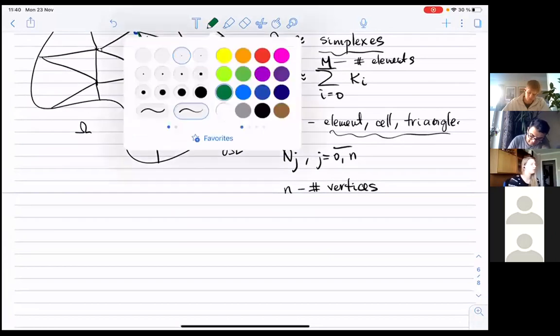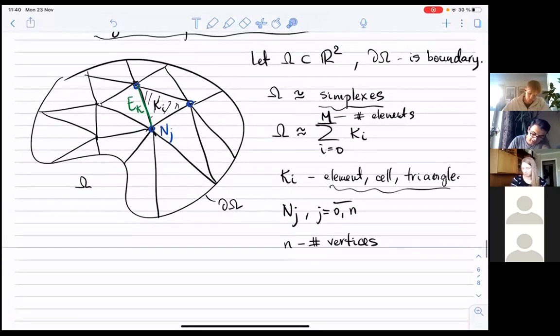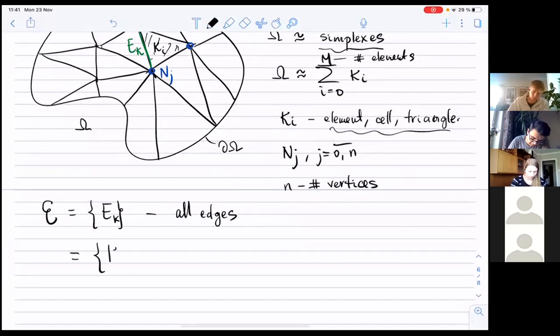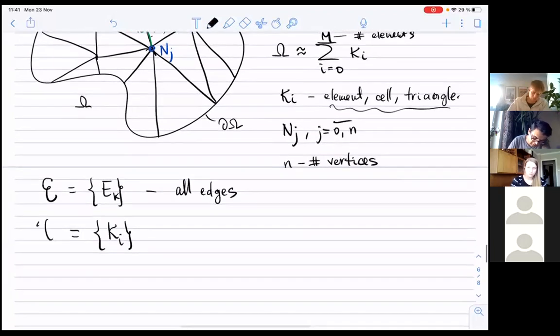The collection of all the edges, there are many edges there, right? Why do we need these edges? Because on the boundaries there are some kinds of edges. So the collection of all edges we call capital epsilon. And the collection of all cells we usually denote by T_h. It's a mesh.